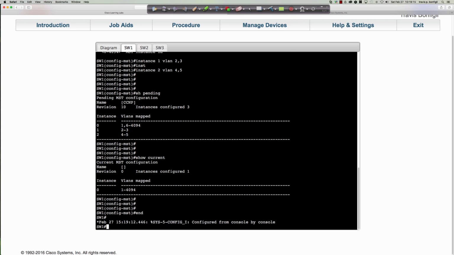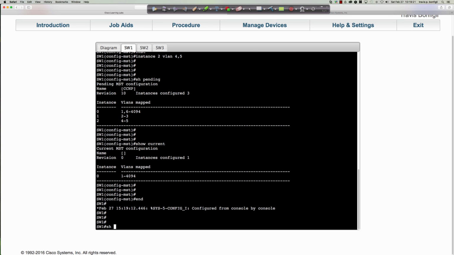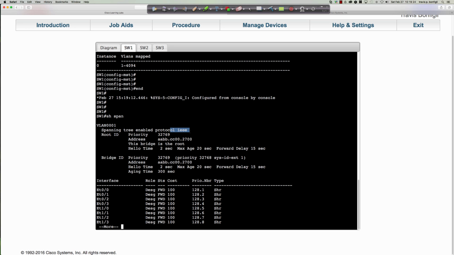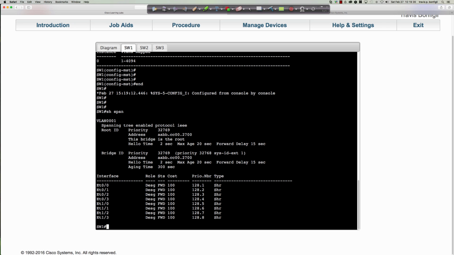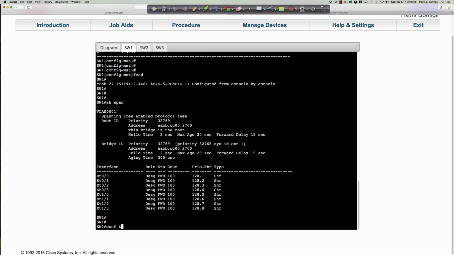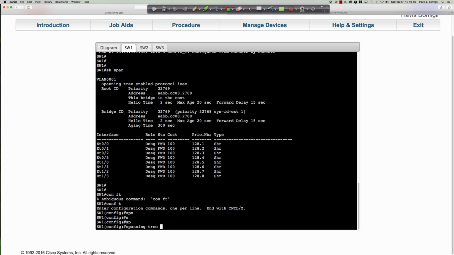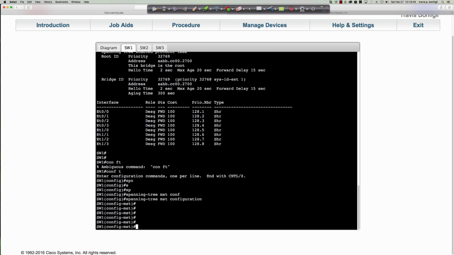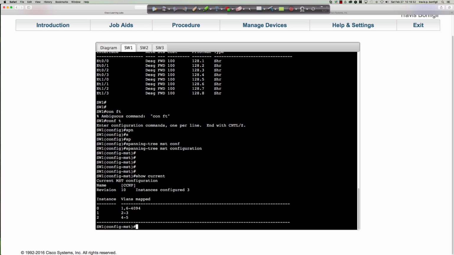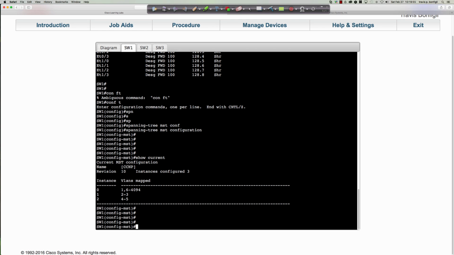Now again, we have still not changed the spanning tree mode. So if I were to say show spanning tree, we are still 802.1d legacy IEEE compatible spanning tree, or in Cisco's terms, PVST or PVST plus, depending on the trunking encapsulation. But I'm out. So now if I were to go back into global config and say spanning tree MST configuration, and now when I say show current, take a look. So now the current MST configuration shows what we just did.